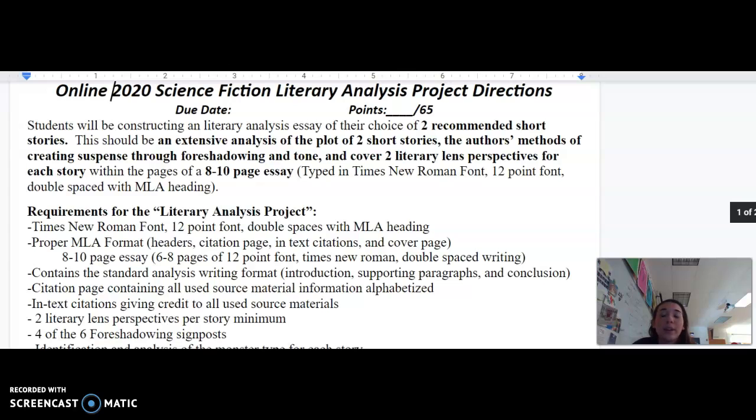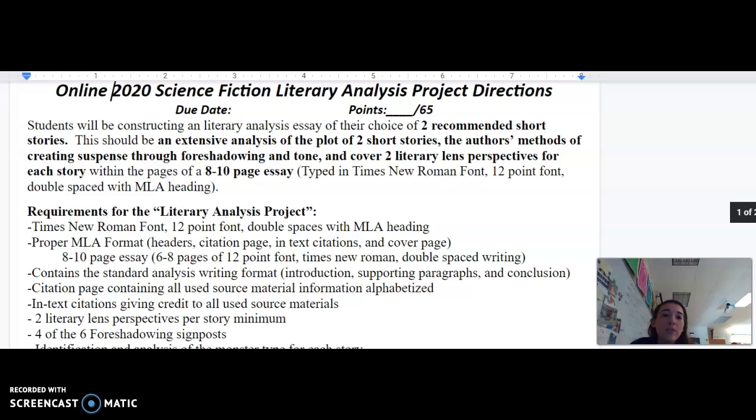You could do an analysis project. Students will be constructing a literary analysis essay of their choice of two recommended short stories. This should be an extensive analysis of the plot of two short stories, the author's methods of creating suspense through foreshadowing and tone, and cover two literary lens perspectives for each story within the pages of an 8 to 10 page essay that would be typed in Times New Roman font, 12-point font, double-spaced with MLA heading.